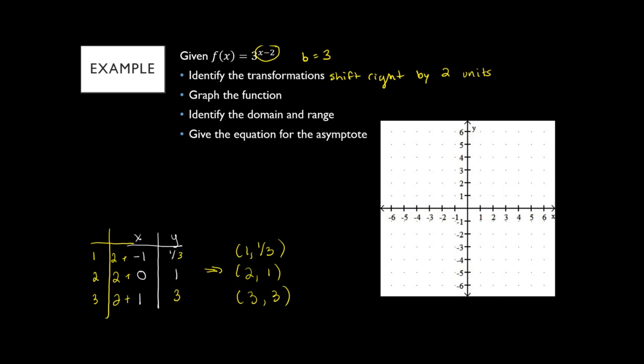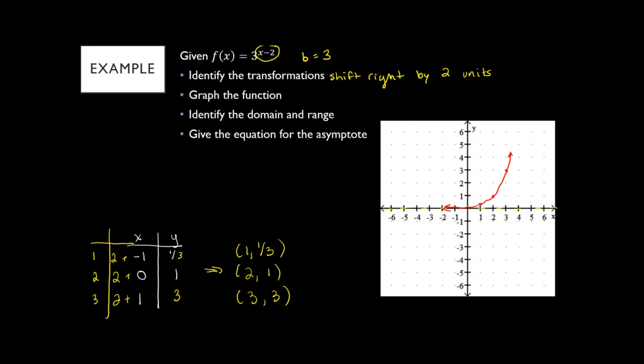Shifting left or right does not affect the horizontal asymptote, so that's still at 0. So I'm going to just draw that in. And now I'm going to graph (1, 1/3), estimating where 1/3 is, then (2, 1), and then (3, 3). And then I connect it, and I go towards my horizontal asymptote. And there we go, that's our graph.